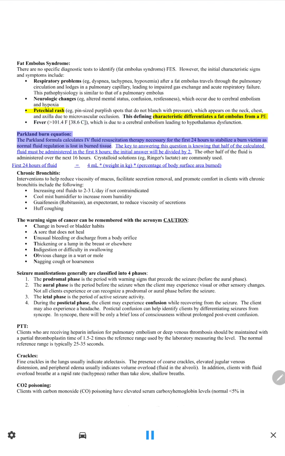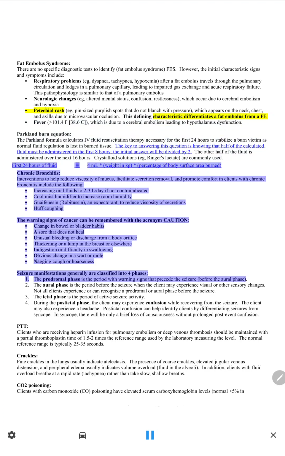Parkland burn equation. The Parkland formula calculates the IV fluid resuscitation therapy necessary for the first 24 hours to stabilize a burn victim, as normal fluid regulation is lost in burned tissue. The key to answering this question is knowing that half of the calculated fluid must be administered in the first 8 hours. The initial answer will be divided by 2. The other half of the fluid is administered over the next 16 hours. Crystalloid solutions, e.g., Ringer's lactate, are commonly used. First 24 hours of fluid equals 4 mL times weight in kilograms times percentage of body surface area burned.